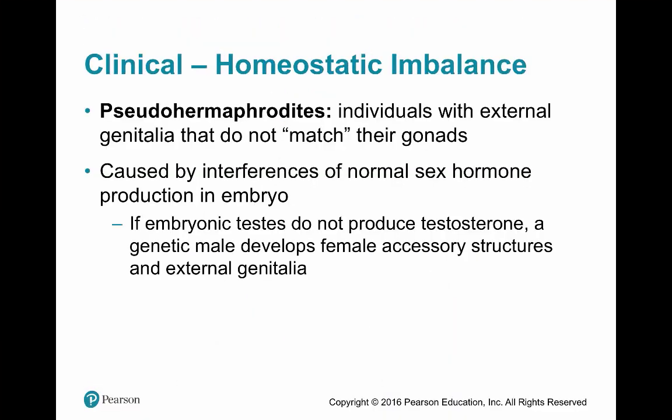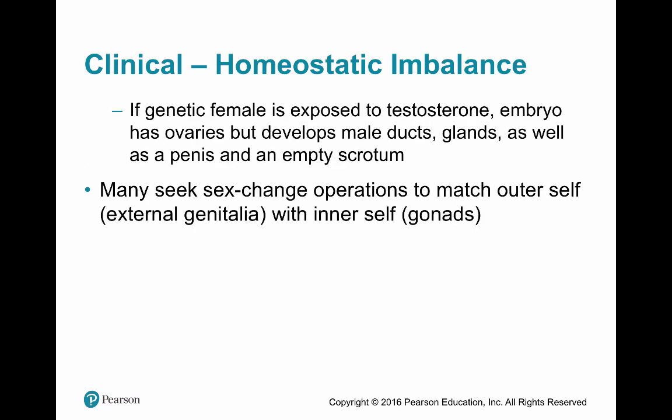So there are homeostatic imbalances for this: pseudohermaphroditism, individuals with external genitalia that don't match their gonads, right? It's caused by interference in normal sex hormones produced in the embryo. So if embryonic testes do not produce testosterone, a genetic male develops female accessory structures and external genitalia. If a genetic female is exposed to testosterone, the embryo has ovaries but develops male ducts, glands, as well as a penis and an empty scrotum. And this is why many seek sex change operations to match the external genitalia to their inner self, or their gonads.